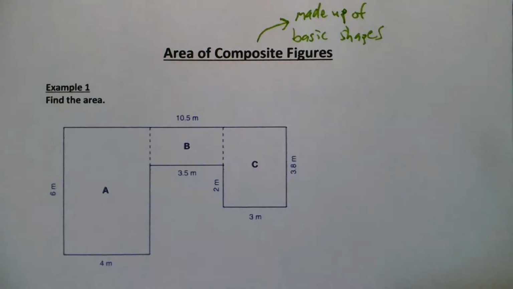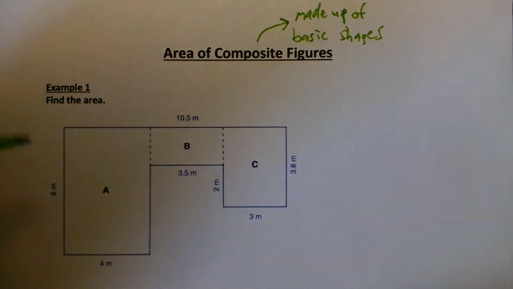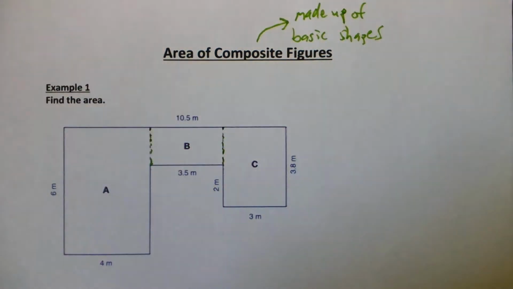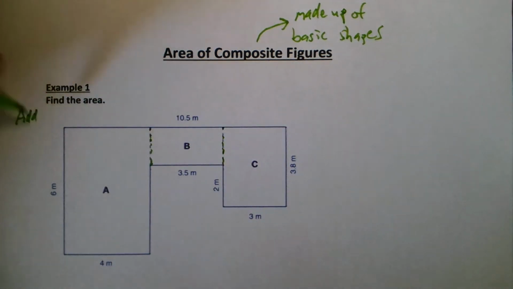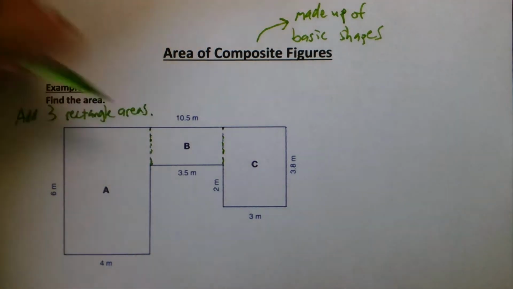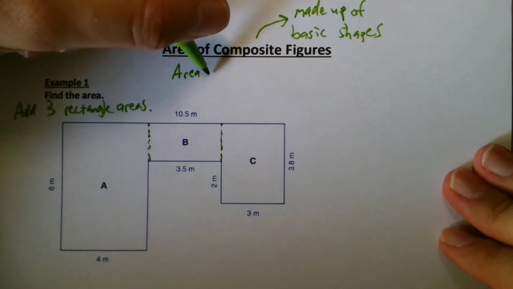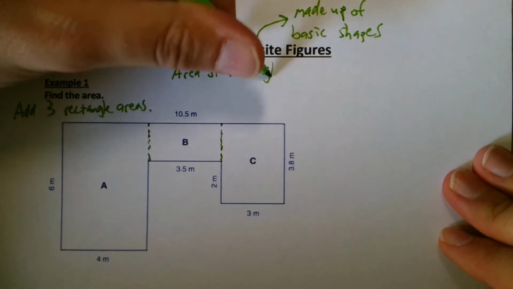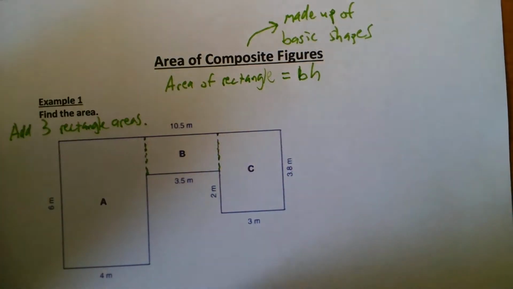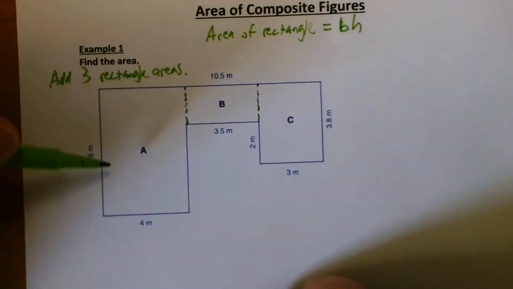Okay, so for example number one, we're going to find the area of the entire composite figure, and you'll notice the area has already sort of been divided into 1, 2, 3 rectangles. So we are going to add the 3 rectangle areas to give us our total area. Now, of course, for the area of any rectangle, we know area of a rectangle is equal to base times height. In other words, length times width, however you want to look at that. Okay, cool. So let's begin with rectangle A.